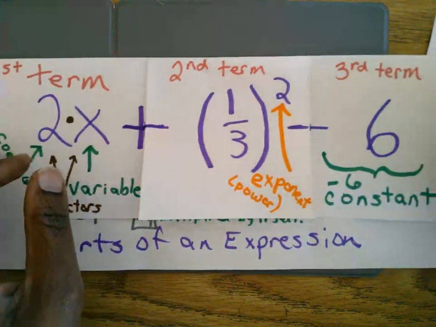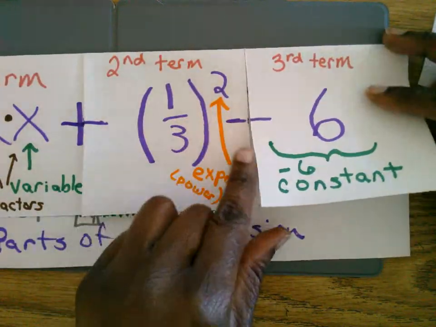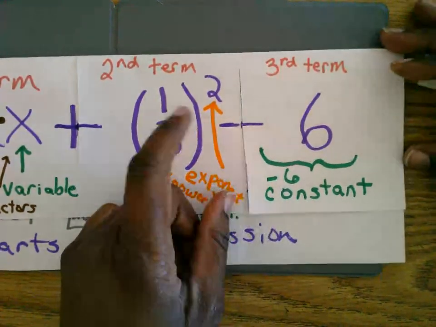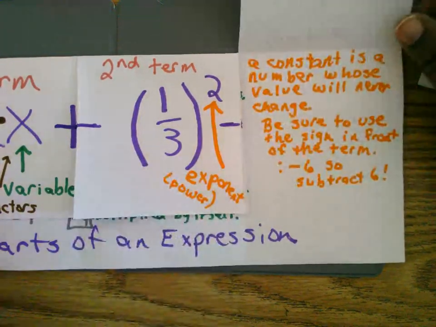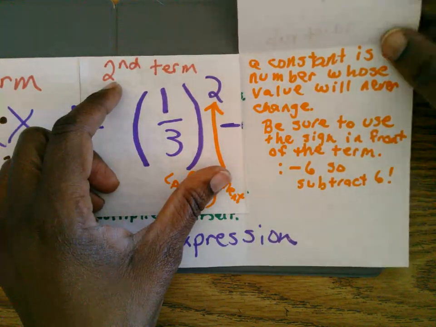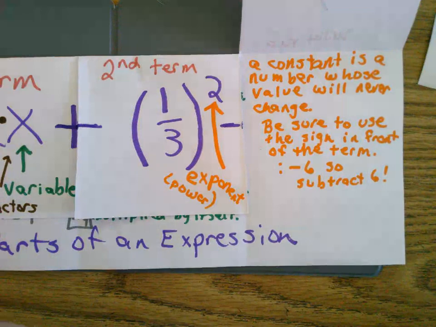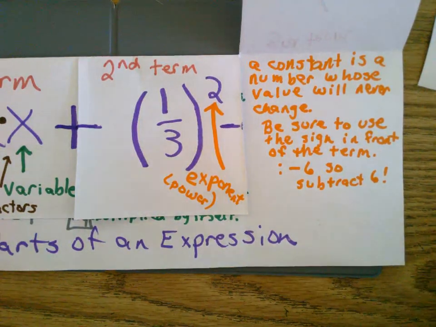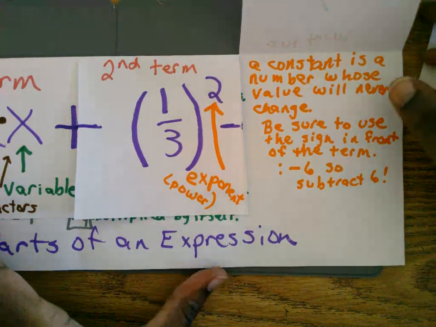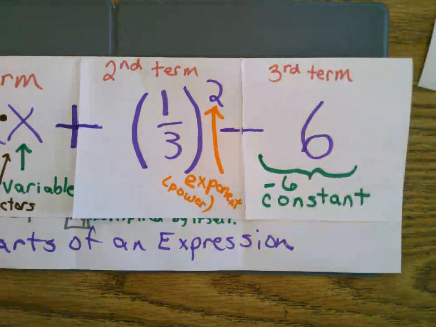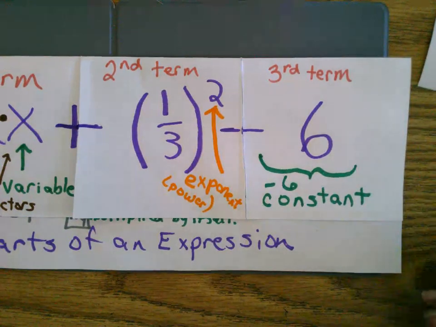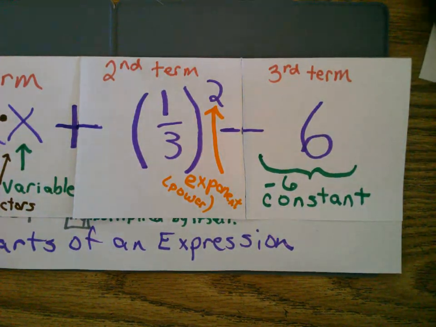And then the third term that we have on here is -6, which means that the term itself is -6 because we take the sign with the term. So this last term is a constant, and a constant is so constant it never changes. That's why it is constant. So this last term is -6, which means -6, and we leave it as is. These are all the parts of an expression, and this expression has three terms. Make sure you keep up with this, and let's go into the textbook questions.